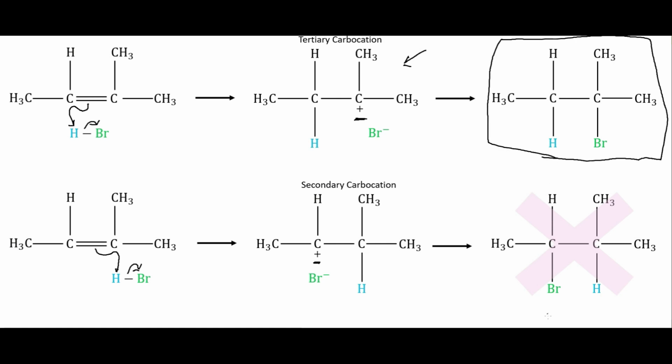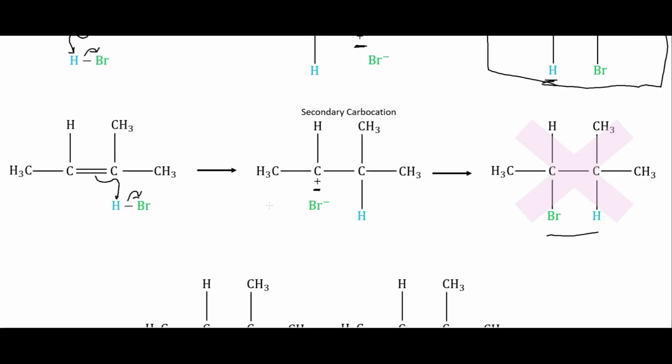And so we see that this one, I put this big X through it because we're not really going to see much at all of that product, because this intermediate here, the secondary carbocation, is less stable than the tertiary carbocation intermediate. And so seeing the hydrogen go to the carbon with more hydrogens on it is going to be sort of the net result of Markovnikov's rule. So we might even call that the Markovnikov product there.